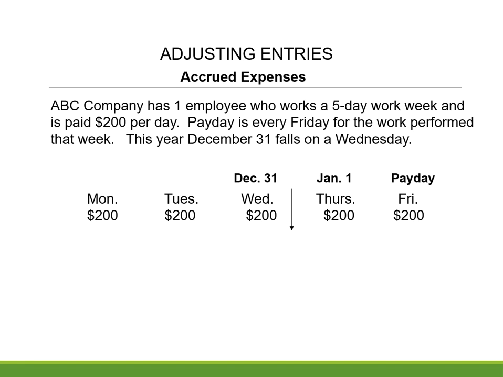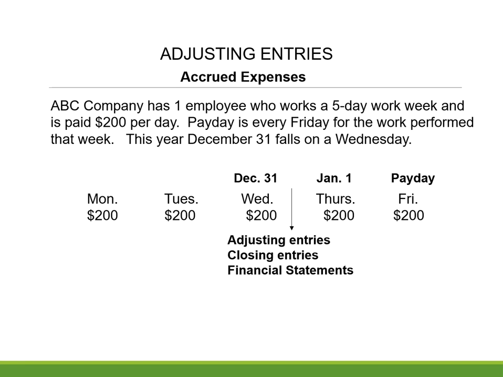So if you recall, the event happens first and then we pay it later with accrued expenses. So ABC Company has one employee who works a 5-day work week and is paid $200 a day. They are paid every Friday for the work performed that week. However, this year December 31st falls on a Wednesday. So Monday, Tuesday, Wednesday's wages are all earned in the prior fiscal year, and then January 1st and 2nd are for the next fiscal year, but the employee will be paid $1,000 on payday.